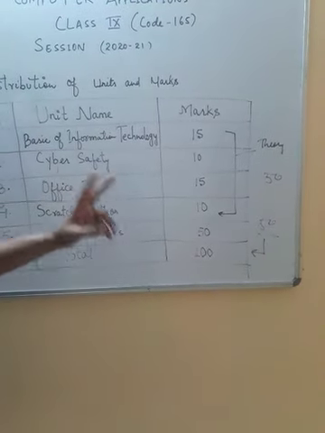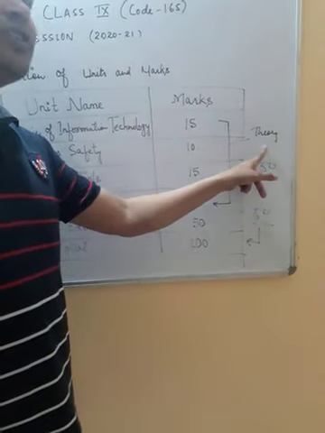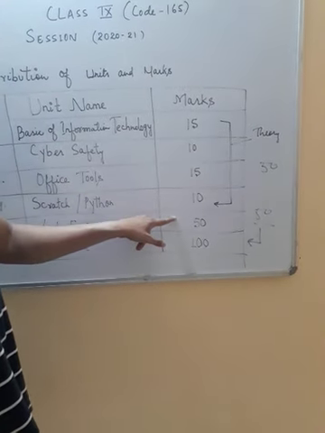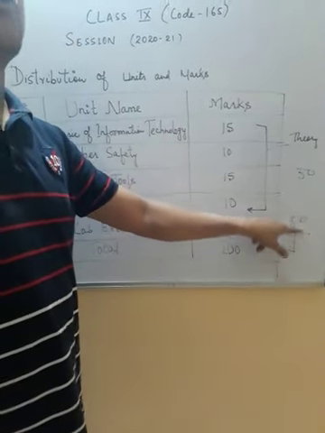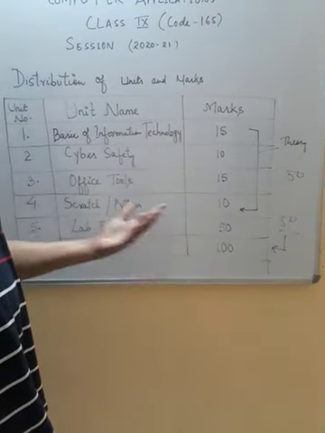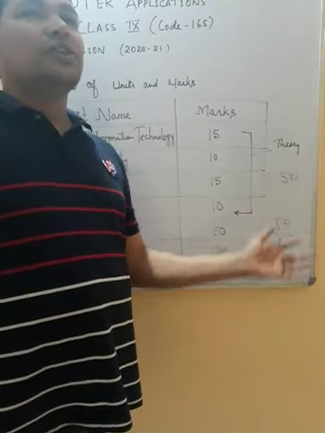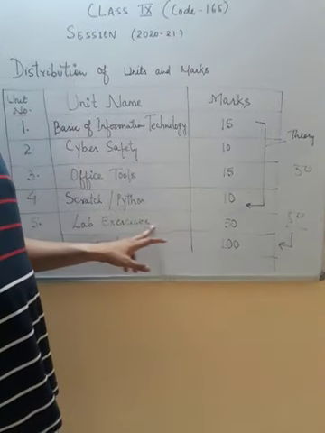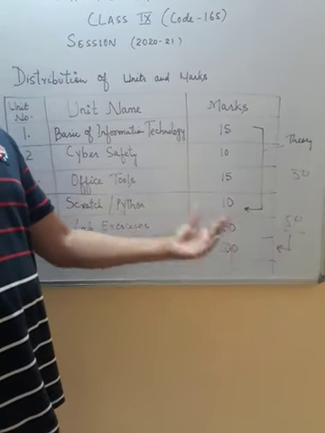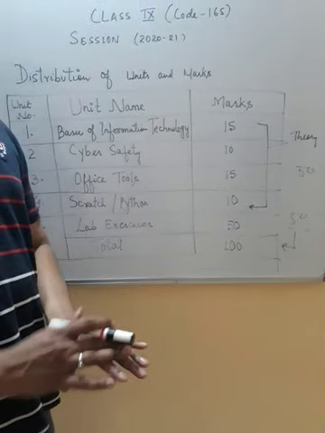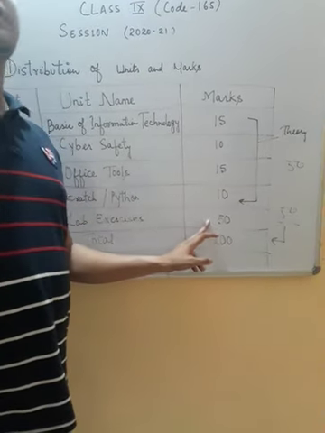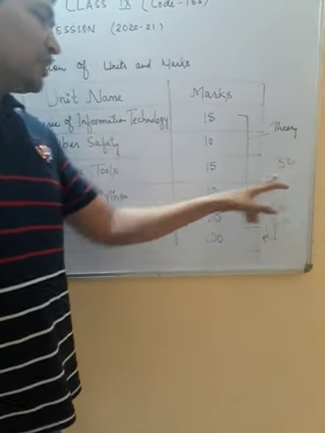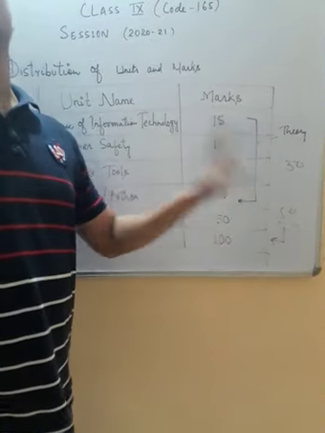Students, you must take care of theory as well as practical, because both carry equal marks. In the last session, it was not like this. It was 70 marks of practical and 30 marks of theory. But the CBSE has changed the pattern. Now it has become equal, theory as well as practical. The theory contains 50 marks of questions and the practical is also 50 marks.